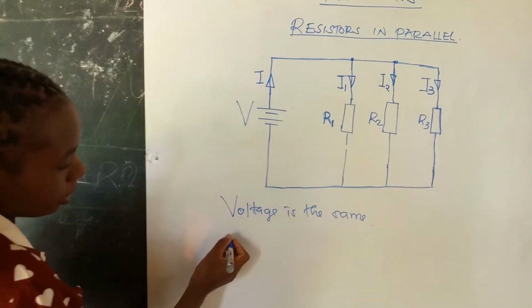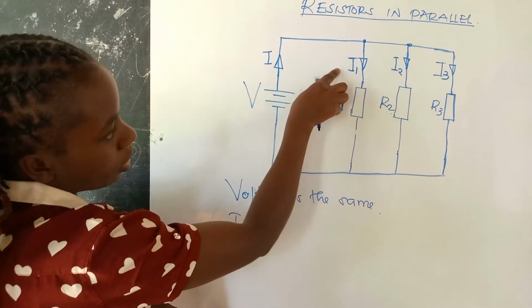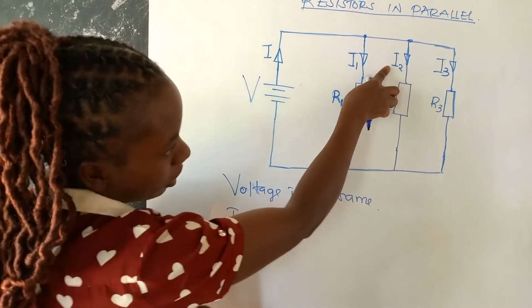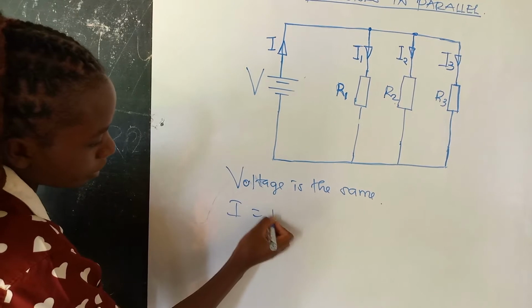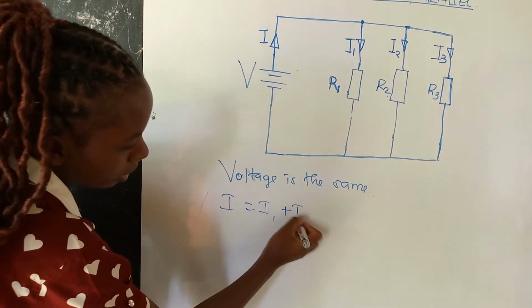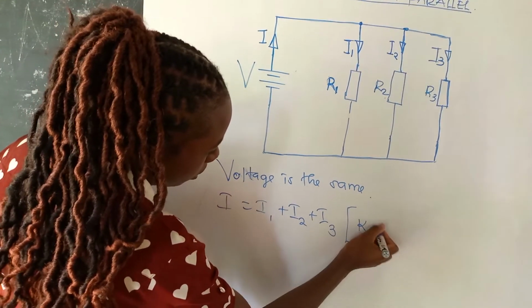And for current now, I, which is the source current here, will be equal to the current I1 plus current I2 plus current I3. Now I'm going to write I equals I1 plus I2 plus I3, and that is according to Kirchhoff's current law.